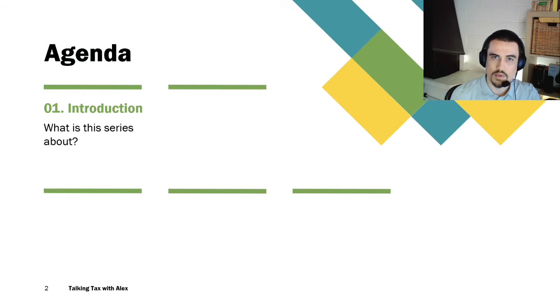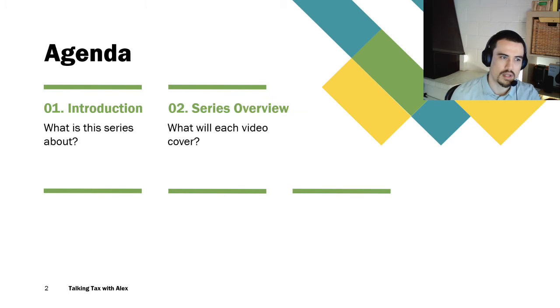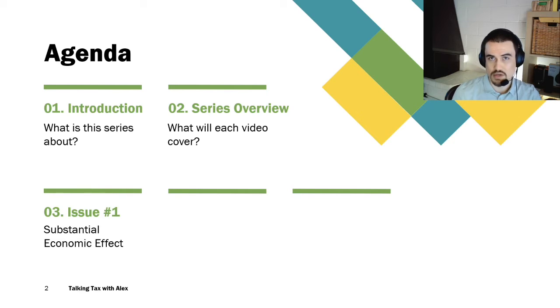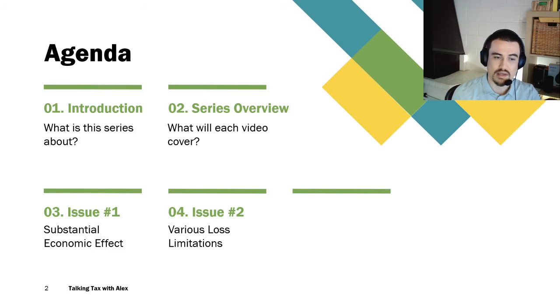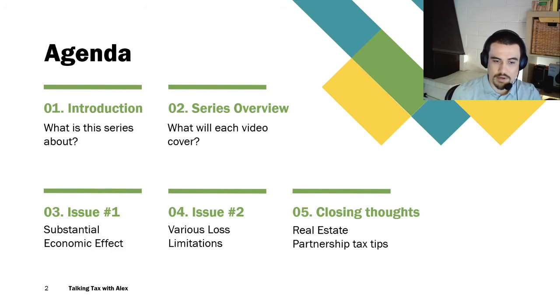So I'll quickly talk about what this series is about. I kind of just did on the intro, but we'll talk a little bit more about it. What we'll cover on each video. So like I said, there's going to be two parts. The first part, we're going to talk about something called substantial economic effect. And then we're going to talk about other various loss limitations. And then I'll just wrap it up with some real estate partnership tax tips, stuff that I've seen in my practice and that I think you should know.